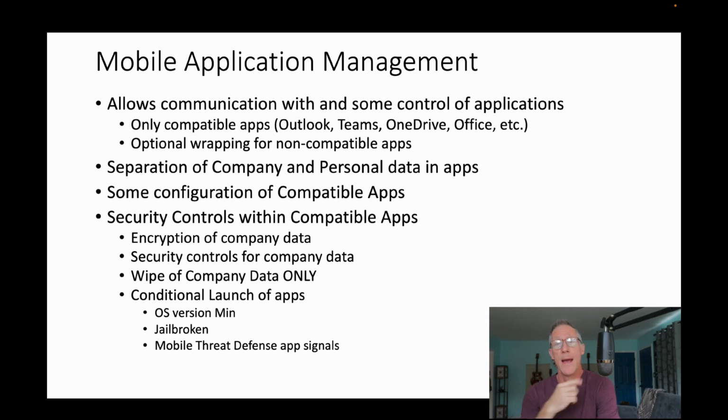For instance, the native mail app on iOS or Android. We have no control over those applications. So we would not want people to use those applications because we don't have any control over them. Well, if we don't control the phone, how can we stop people from using those applications? Well, we don't actually stop them from using those applications.